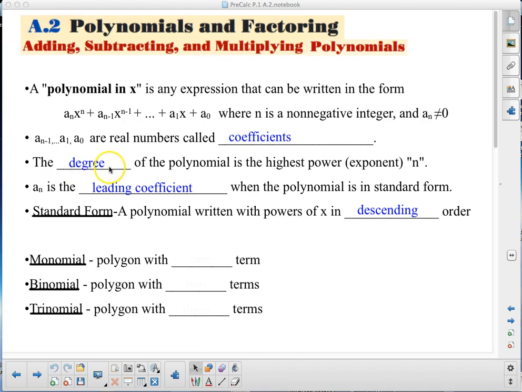Now keep in mind the degree of the polynomial is the highest powered exponent, n. So this is the degree of our polynomial right here. And a_n is the leading coefficient when the polynomial is in standard form. Standard form of a polynomial is written with powers of x in decreasing order, just like we have here with our general form of the polynomial. Now, a monomial is a one-term polynomial. A binomial has two terms, and a trinomial has three terms, and these terms are separated by add and subtract signs.